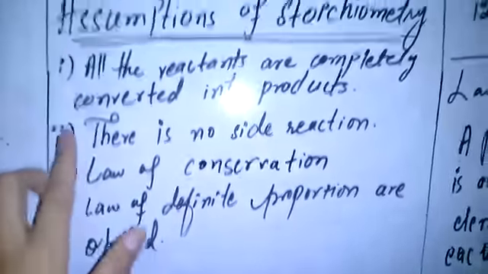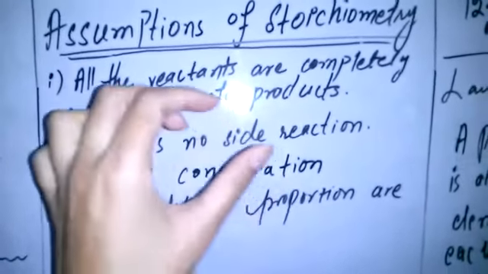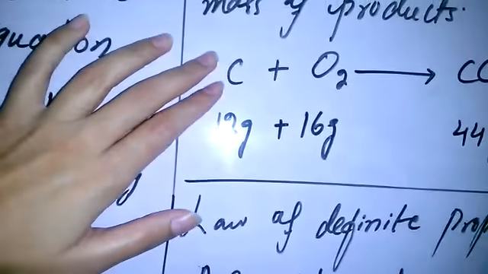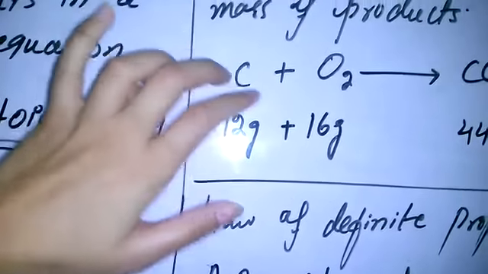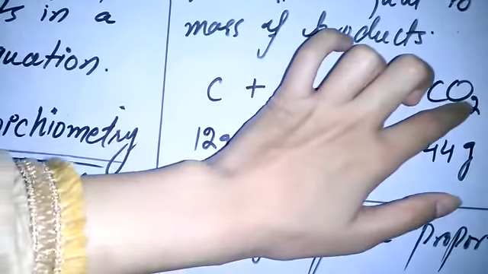Now first of all we will discuss that all the reactants are completely converted into products. Meaning, look at this reaction. In this case 1 mole of carbon reacts with 1 mole of oxygen and produces carbon dioxide.